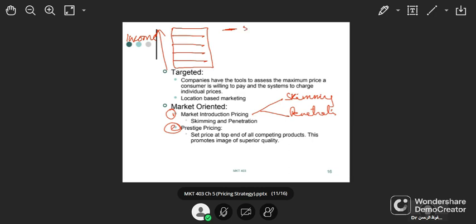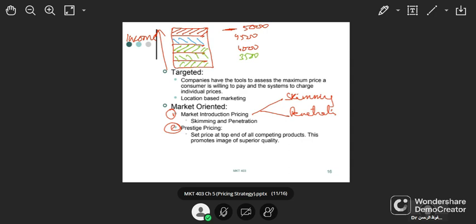So a product started at 5,000 comes to 4,500. First the company targeted only this group. Then the company targeted this group. Then the product comes to 4,000. Now the company is targeting this group. So this way the price keeps on dropping, and level by level the company targets different groups and takes their money. This is known as skimming. You skim the market of their money layer by layer.